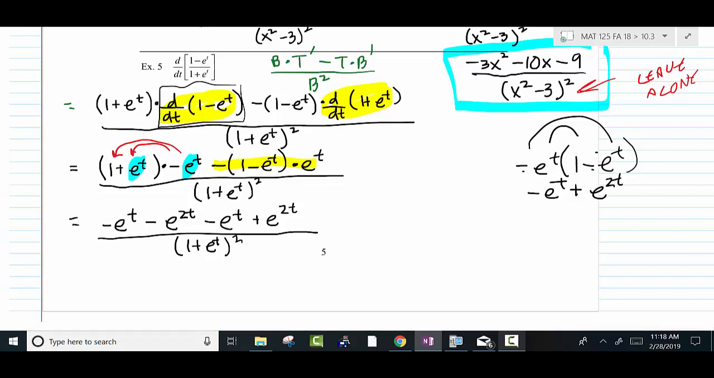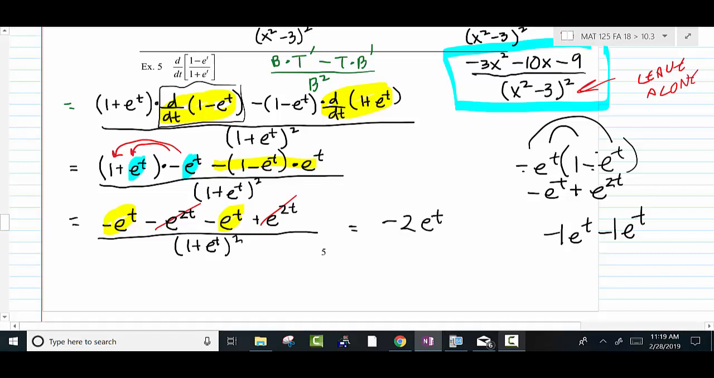These two things are going to cancel. It's always nice that that happens. So what we're going to have left then is this. Those are like terms. So if you're doing minus 1 e to the t minus 1 e to the t, what do you think that is? It's minus 2 e to the t. Those are like terms. So that's going to give minus 2 e to the t. And then we got this. Then you are done. Okay, that is as simple as you can possibly make that problem.